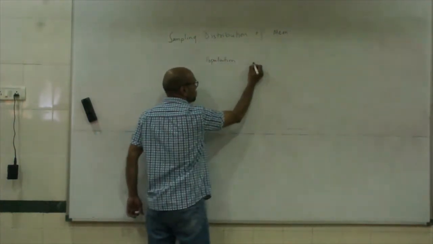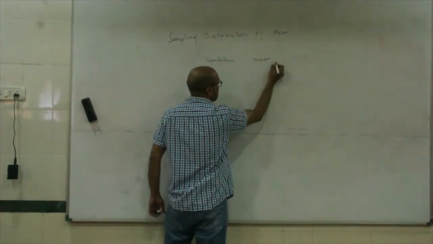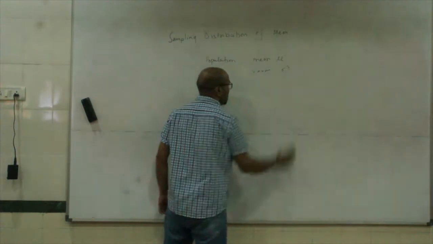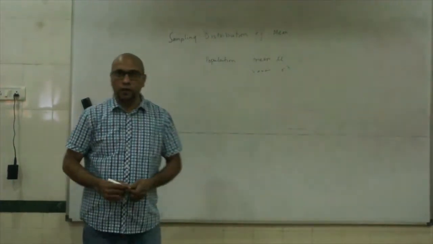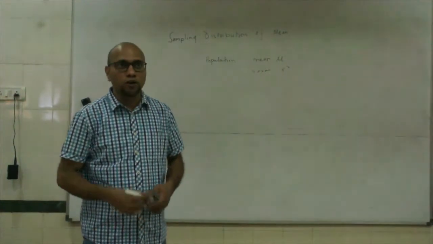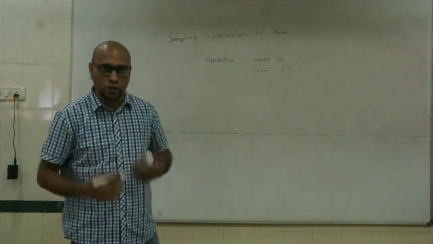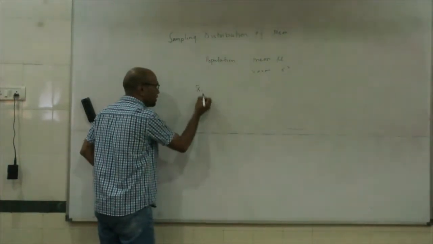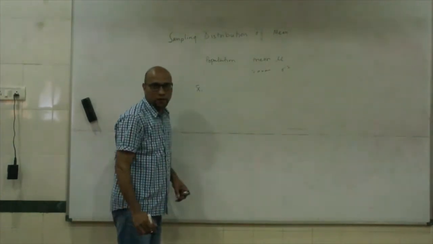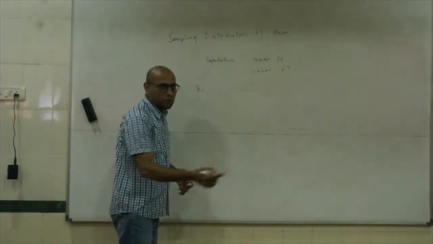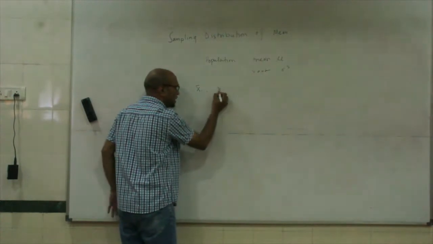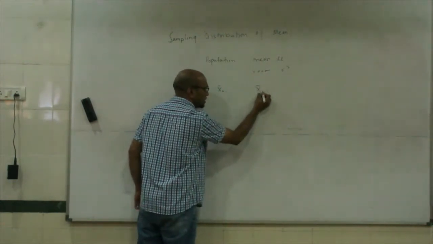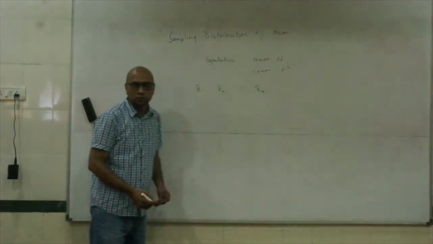which has mean mu and variance sigma square, and we draw a sample from this population and compute x bar on that sample. I call it x bar 1. I return the sample to the population, get another sample, and I get x bar 2. I keep on doing this, and I get, say, k number of x bars.